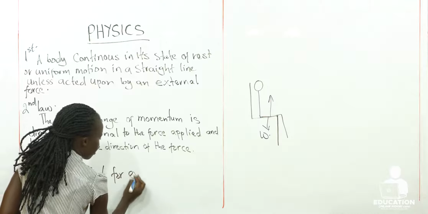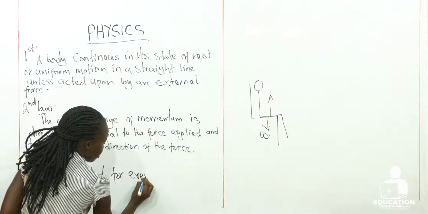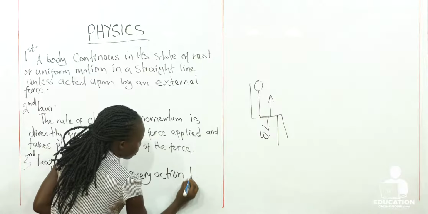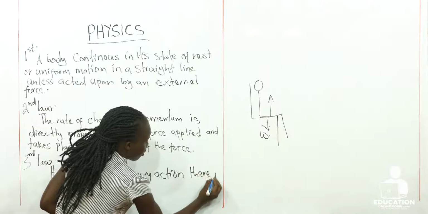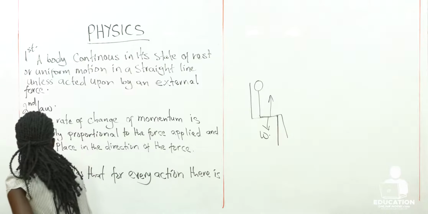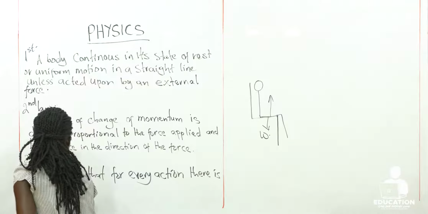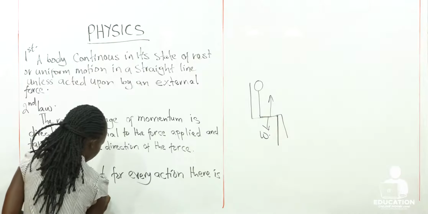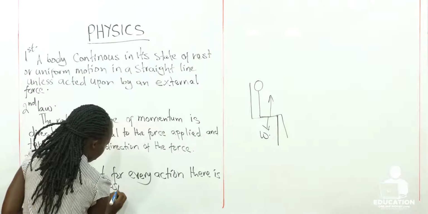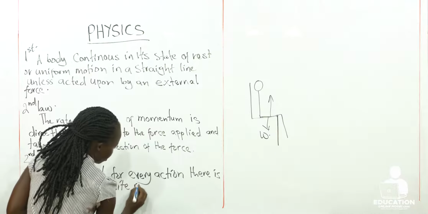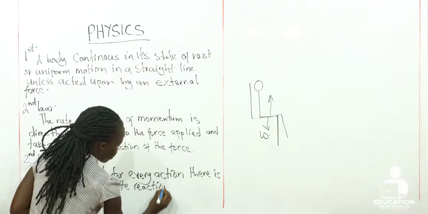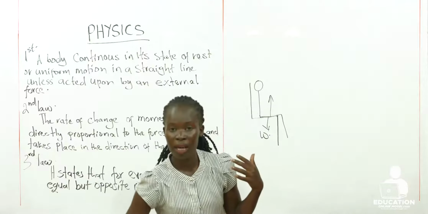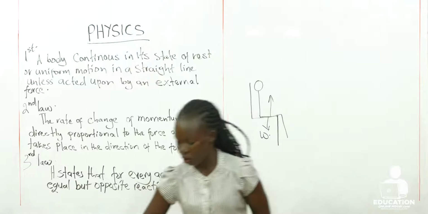for every action there is an equal but opposite reaction. So this is how we get our third Newton's law of motion.